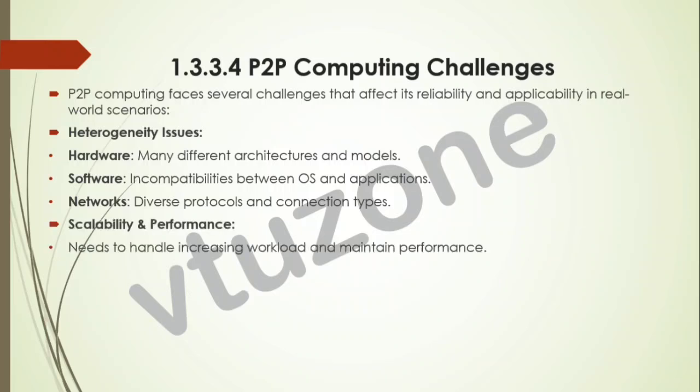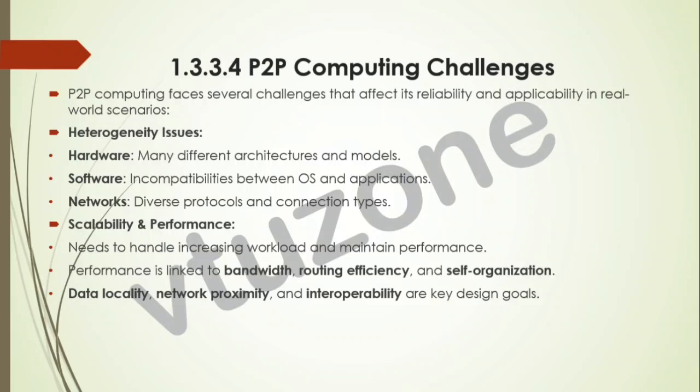Then scalability and performance, needs to handle increasing workload and maintain performance. Means that is, as more people join, the system must still work fast without slowing down. Then performance is linked to bandwidth, routing efficiency and self-organization. Then next is data locality, in the sense data should be close to where it's needed. Then network proximity is nothing but connected efficiently and work well across different devices. That is nothing but interoperability, which are key design goals.